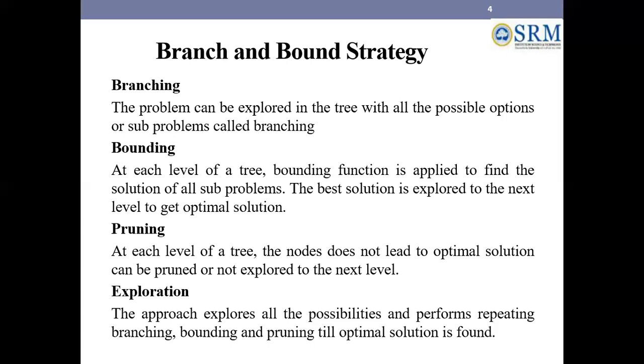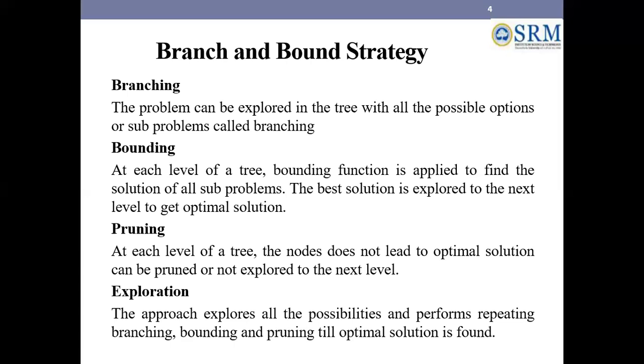Then we have multiple subproblems and solutions, and we are choosing the best one. That's called bounding. At each level of a tree, bounding function is applied to find the solution of all subproblems. The best solution is explored to the next level to get optimal solution. So choosing the best solution at each level is called bounding, either lower bound or upper bound. And what is pruning? At each level of tree, only one optimal is chosen. The remaining nodes are removed or can be pruned. That is not explored to the next level. It's called pruning.